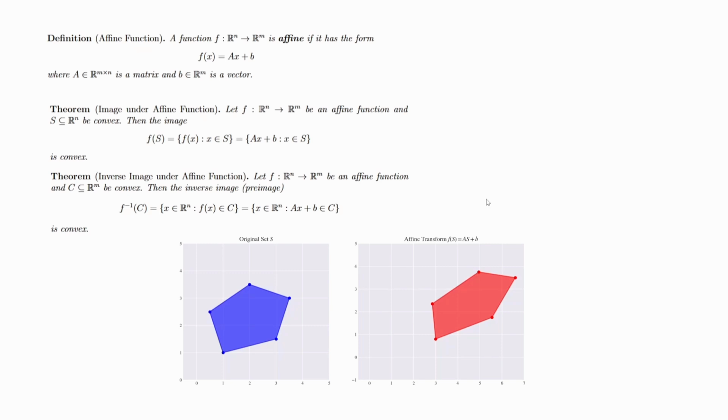But before we do that, I'd like to show you just visually why an affine function preserves convexity. So pretend that we have an original set S, and then we apply the affine transform, and then we can see it's just a linear transform with some offset. And of course, intuitively it should make sense that this preserves convexity as well.